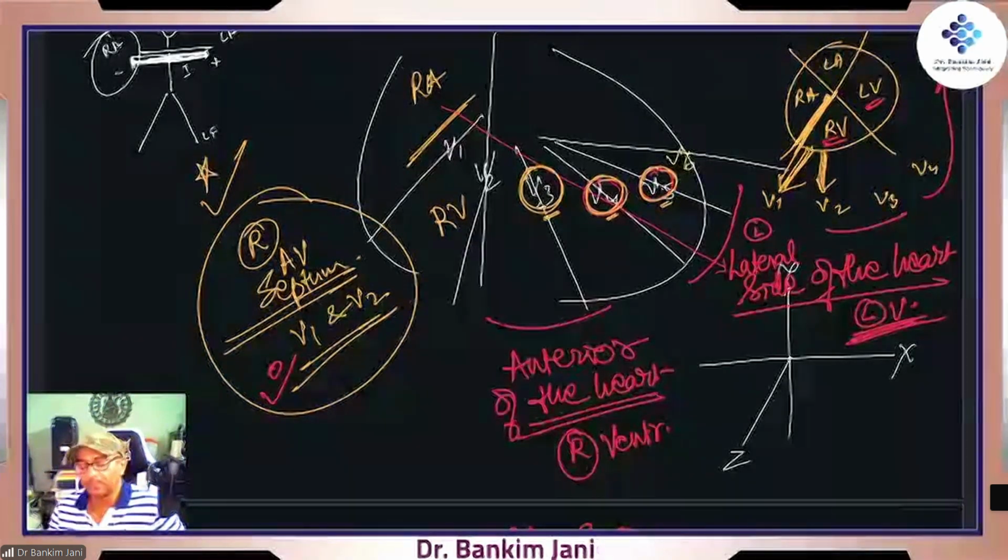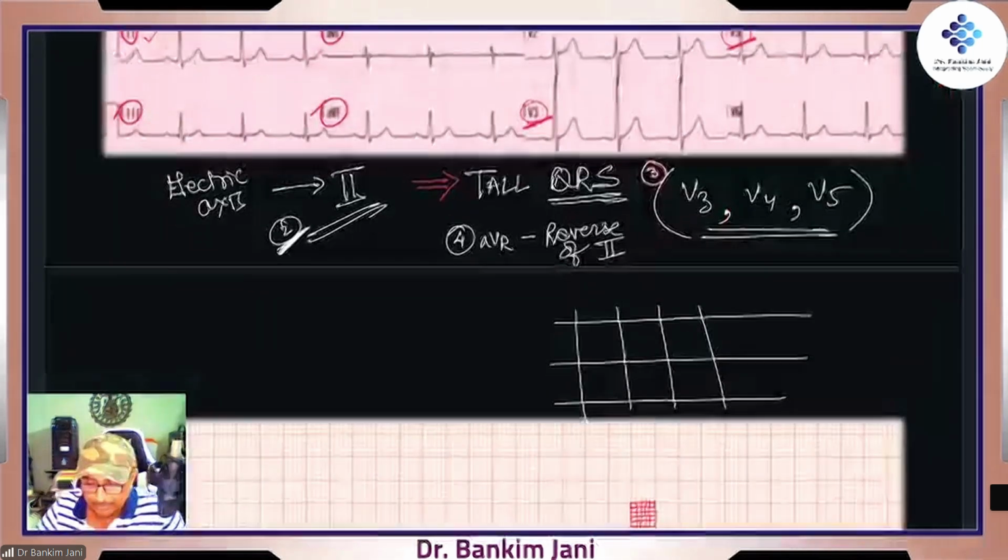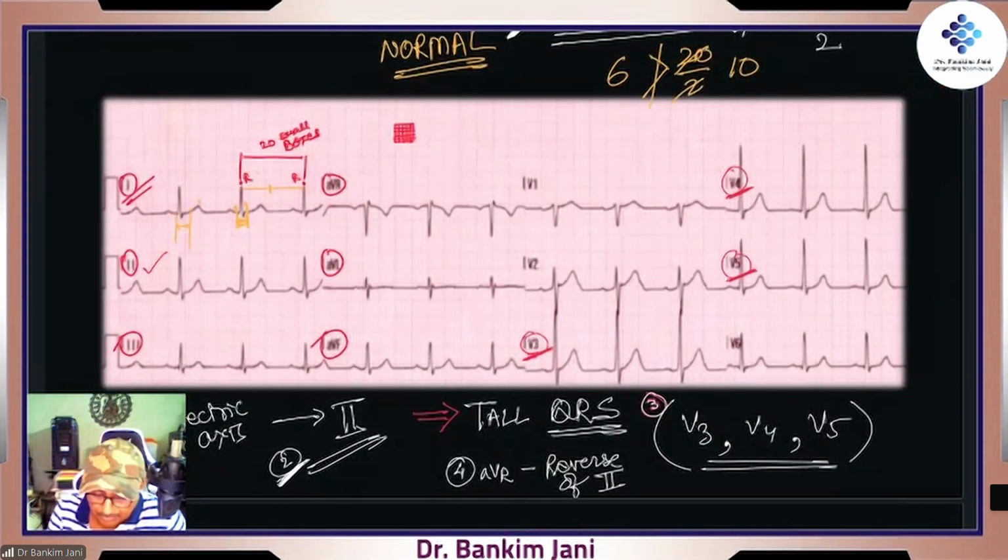QRS complex is what? QRS complex is ventricular depolarization. So when the current is coming towards the ventricle, they are giving the waves. Right? So that's why, see this, V3, big one, see this one, right? Big QRS. V4, right? See big QRS. This V5, pretty big, but then it starts decreasing.